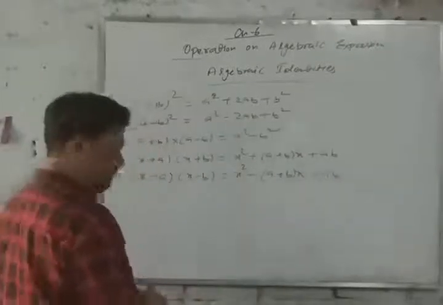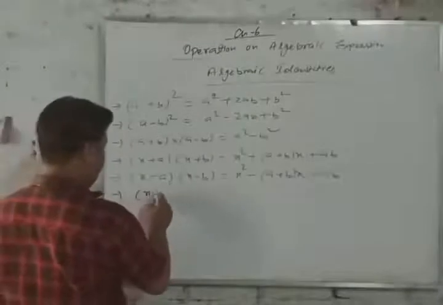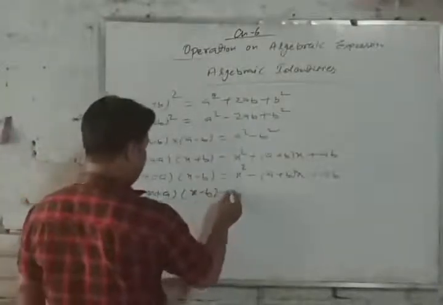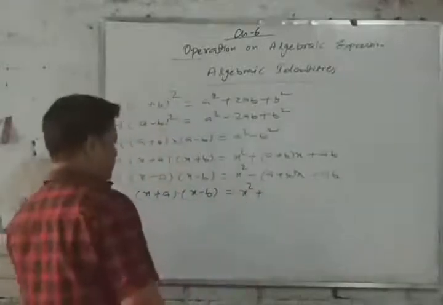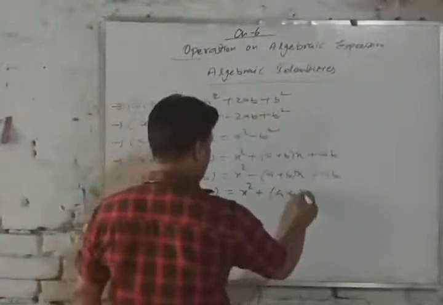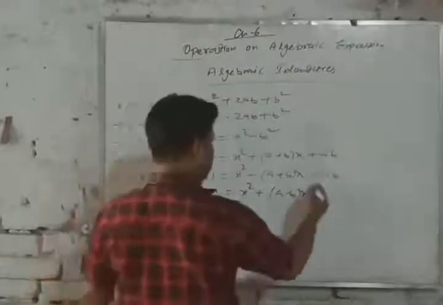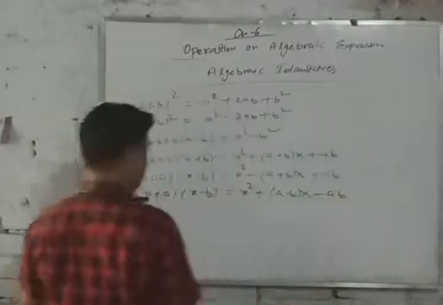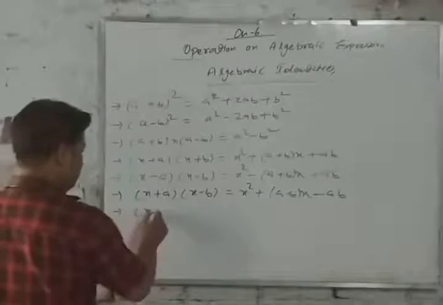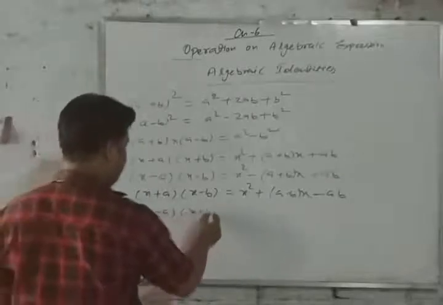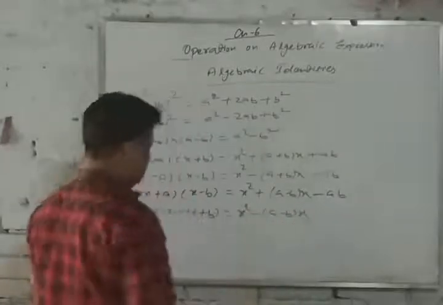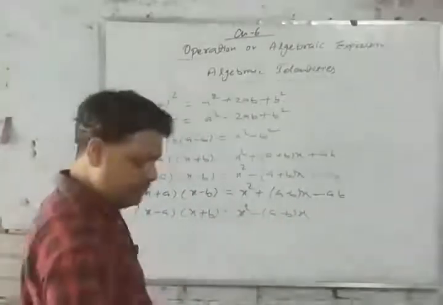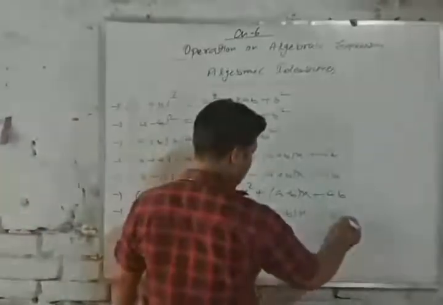Then the one with one plus and one minus: x plus A and x minus B is equal to x square plus (A minus B) into x minus AB. Then x minus A and x plus B is equal to x square minus (A minus B) into x minus AB.